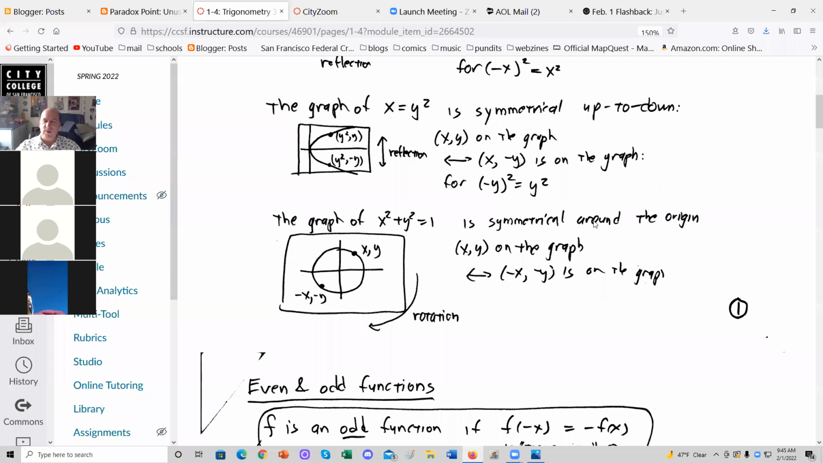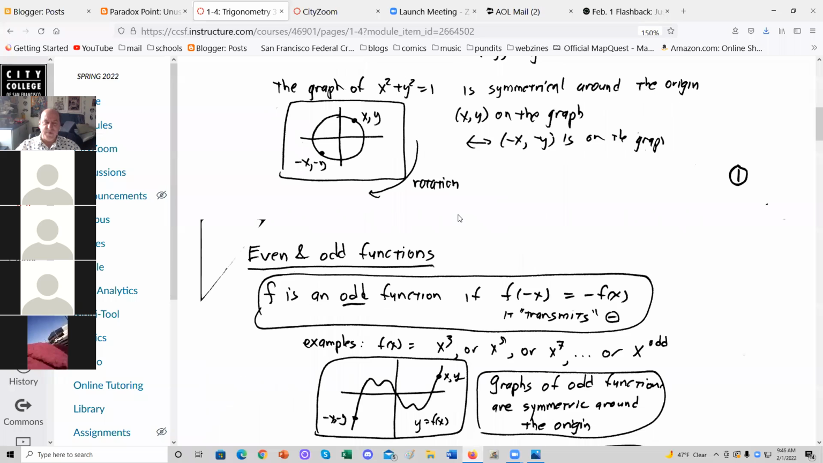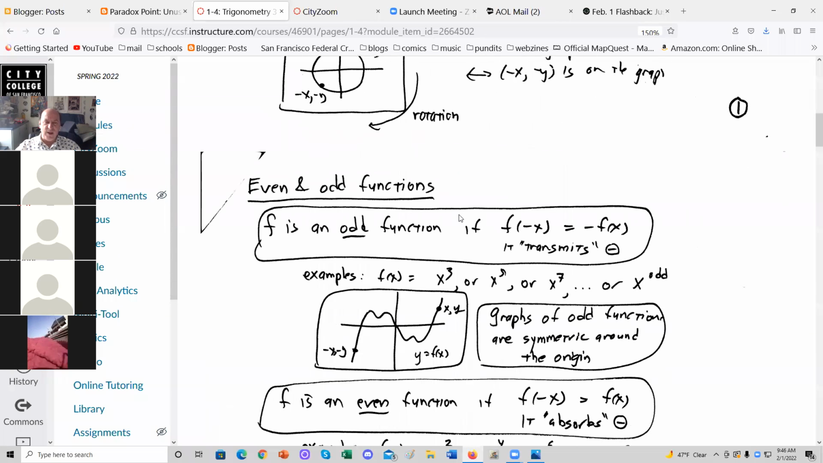And its graph is symmetrical around the origin. x squared plus y squared equals 1. If (x, y) is on the graph, then (negative x, negative y) is also on the graph. So, okay, it's symmetrical by 180-degree rotation. Now, two of these are related to what are called even versus odd functions. An odd function is one which, I like to say, transmits the negative. f of negative x is negative f of x, so a negative comes outside. An example would be x to the third power, x to the fifth power, x to the seventh power, x to any odd power. So here's a graph of a function with this property.